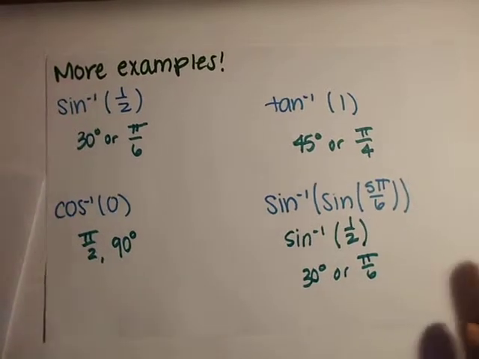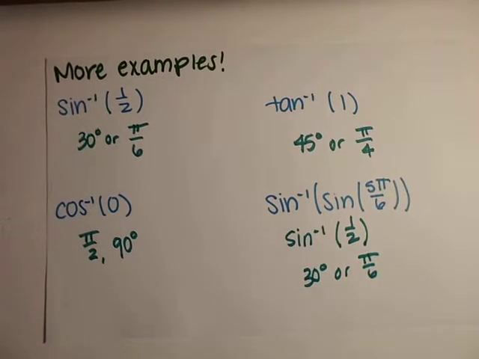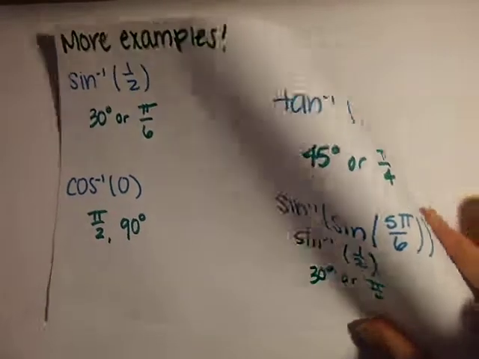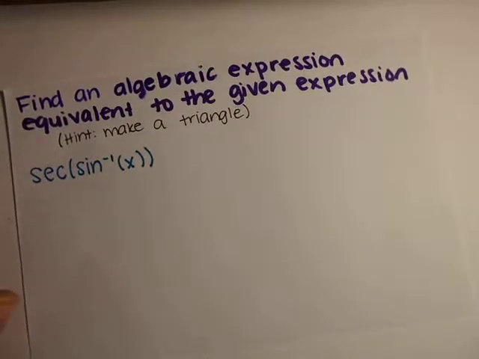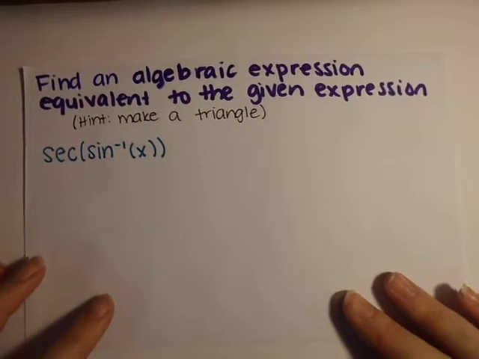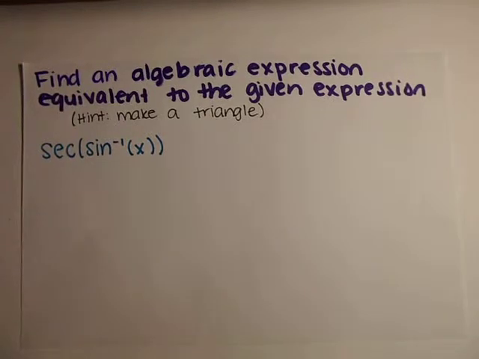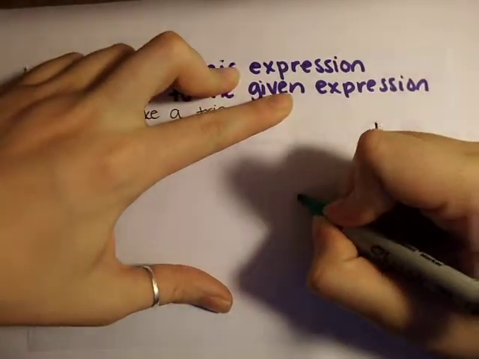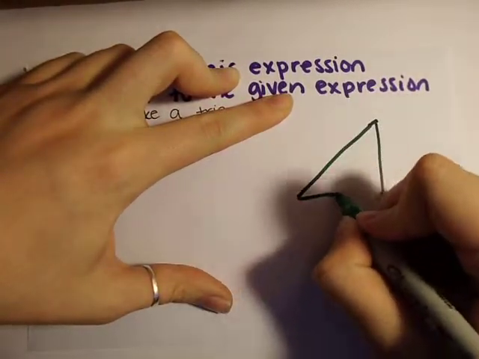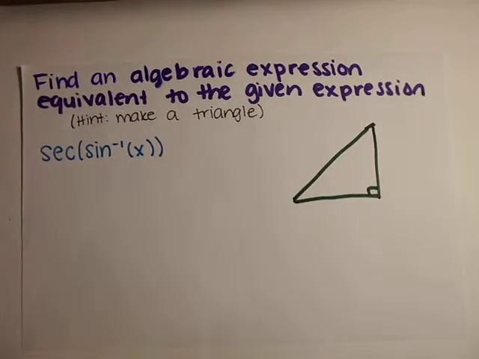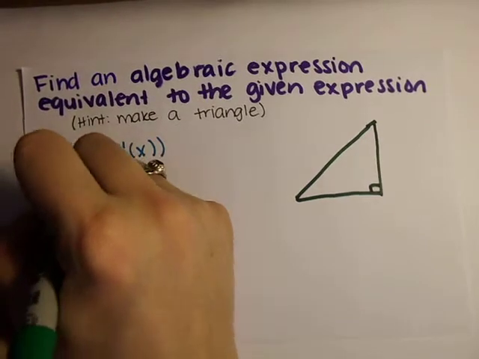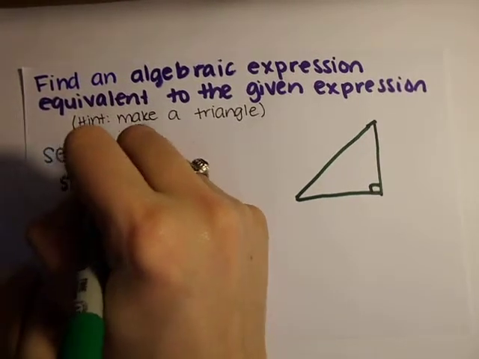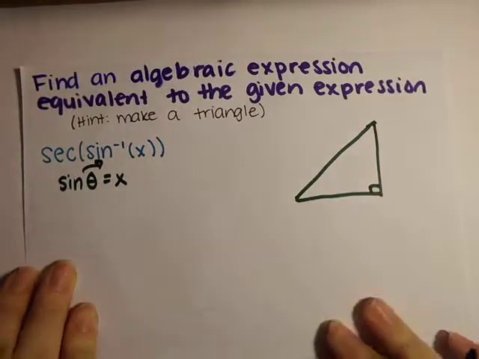Okay? Then my last example is finding equivalent expressions. This is a little bit of algebra with your trig functions. So I'm given the secant of inverse sine of x. My hint is going to be: draw a triangle. So I have a right triangle. Now I have inverse sine of x, so I'm looking for the angle theta where sine of theta equals x.